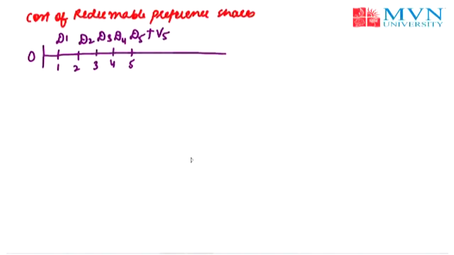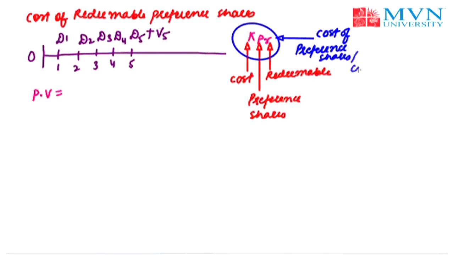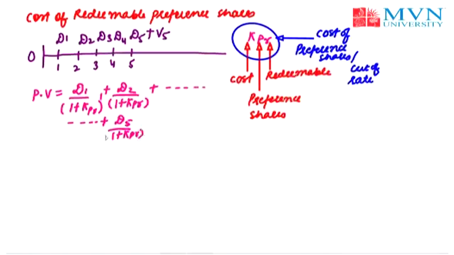Now using the same formula of timeline, we can calculate the present value of each of the inflows by using an appropriate cutoff rate, which is denoted with KPR, where K stands for cost, P stands for preference shares, and R stands for redeemable preference shares. And the whole of this denotes the cost of preference shares, which we also call the cutoff rate. Using the same cutoff rate, we can calculate the present value of each of the inflows, that is D1, which is discounted by the cutoff rate KPR raised to the power of time, and the same goes with each of the inflows up till the time when the preference share is redeemed.